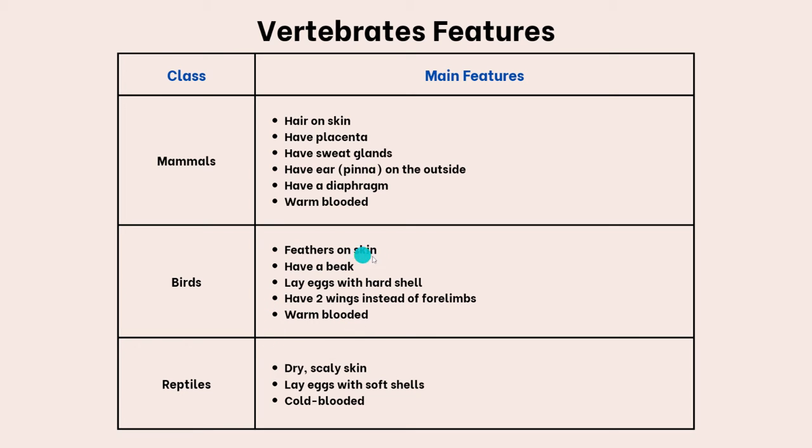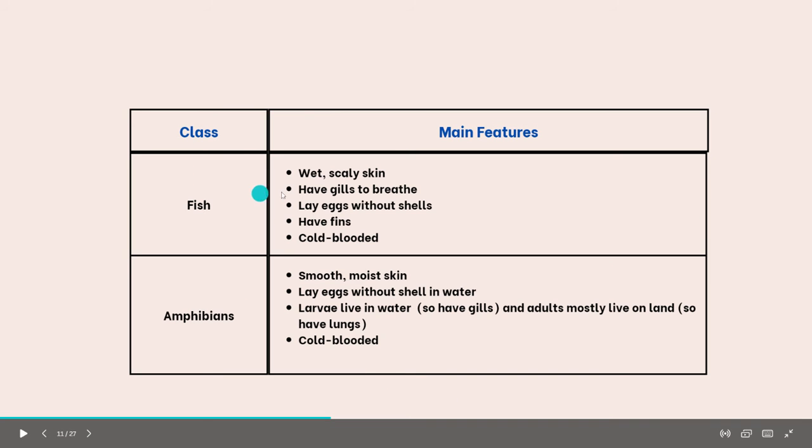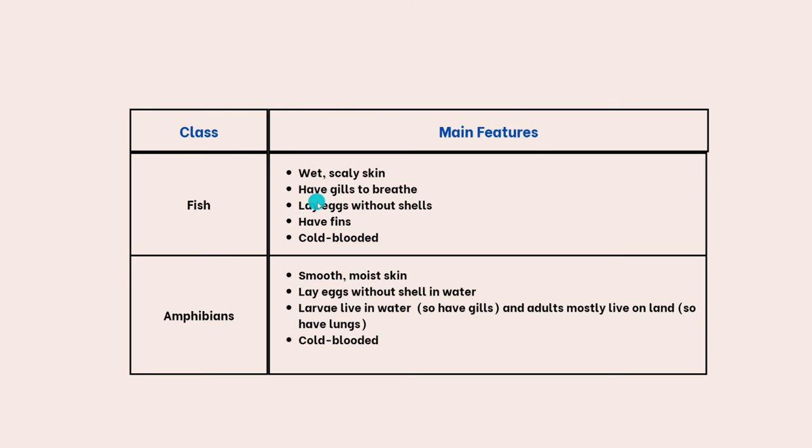Birds have feathers on skin, have a beak, lay eggs with hard shells, have two wings instead of four limbs, and are warm-blooded, which means birds are also endotherms. Then reptiles have dry scaly skin, lay eggs with soft shells, and are cold-blooded. Fish have wet scaly skin, have gills to breathe, lay eggs without shells, have fins, and are cold-blooded ectotherms.